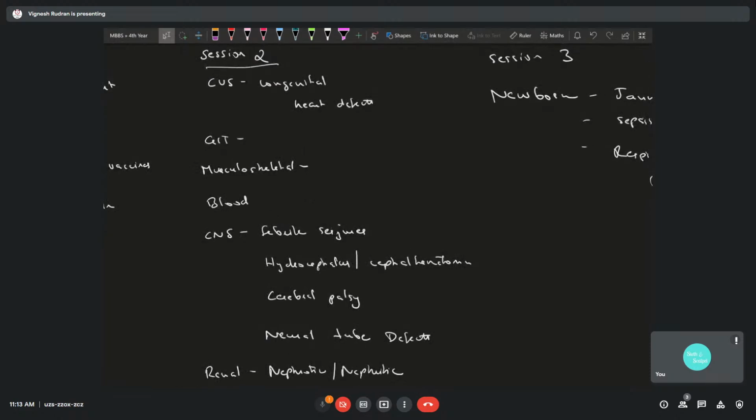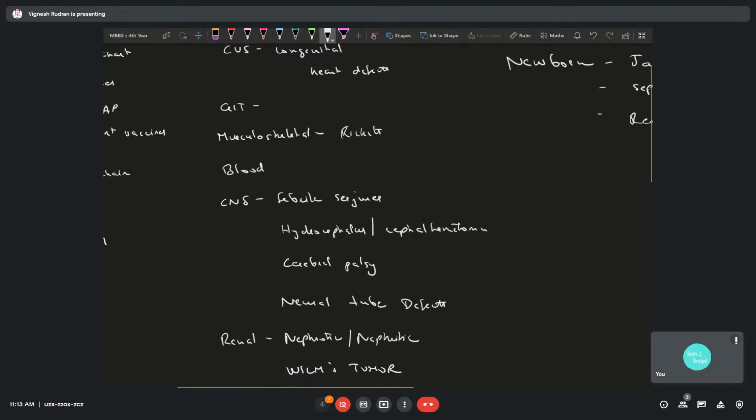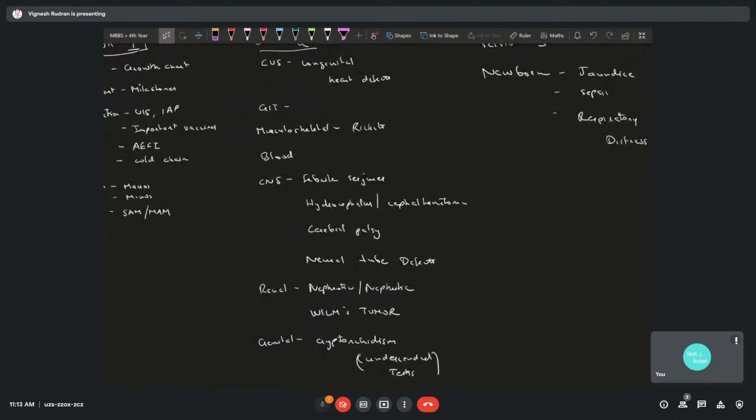So the first one is your congenital heart defects. Second, your GIT, where you have some four or five topics; when we talk about GIT, I'll mention those. Then musculoskeletal, there's only one important one, which is rickets. Then blood, you have various hemolytic conditions, and then blood malignancies like AML and ALL. When it comes to CNS, the most commonly asked question is febrile seizures because it's very common. Second is your birth traumas and injuries, your hydrocephalus, cephalhematoma. All of these would be there in your obstetrics books also, but it's given more preference over here.